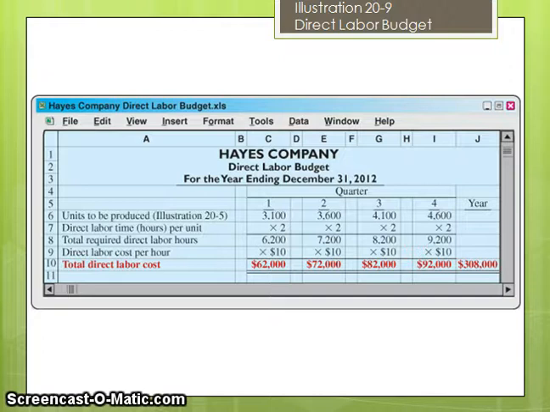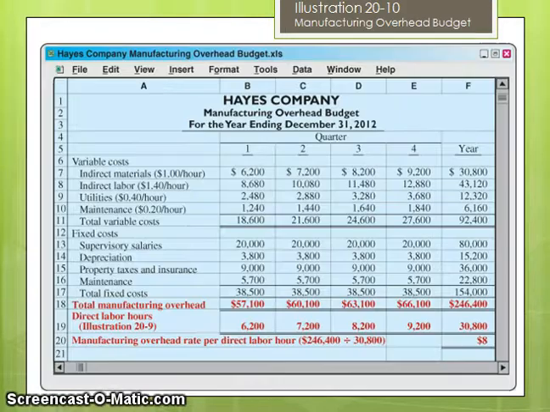Okay, let's again just look at first quarter. And we see that our total direct labor hours for first quarter were 6,200 hours. So if we have $1 of indirect materials for each hour, that's $6,200 for indirect materials. For indirect labor, it's $1.40 per hour. When we know we have 6,200 hours, we multiply that by $1.40, that gives me $8,680. We do the same thing for each of these other indirect charges and get a total.